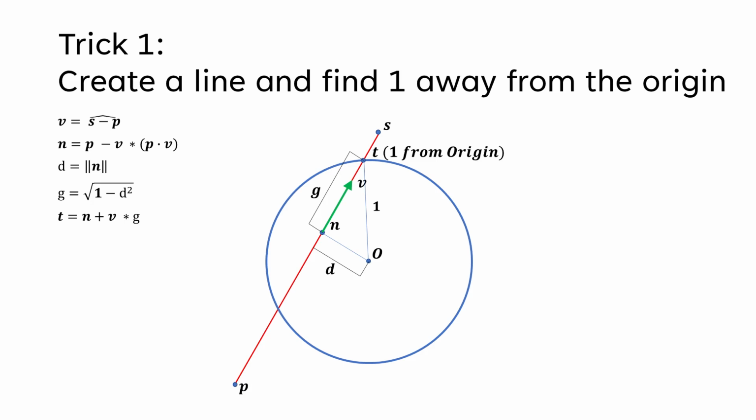The target point is point N, plus the unit vector of the line, scaled by distance G. We can substitute in for D and for G. And now we have a simple formula to find point T based on point S.